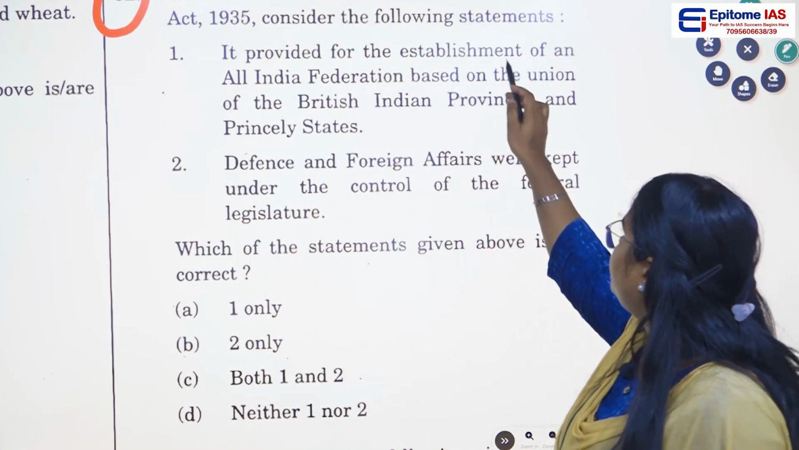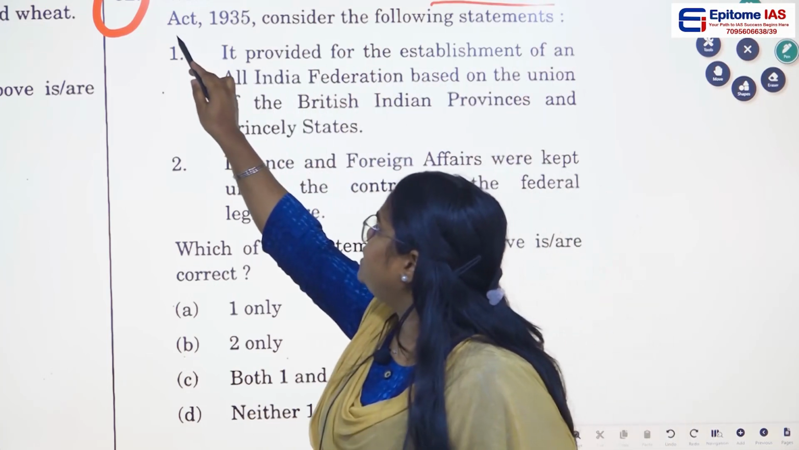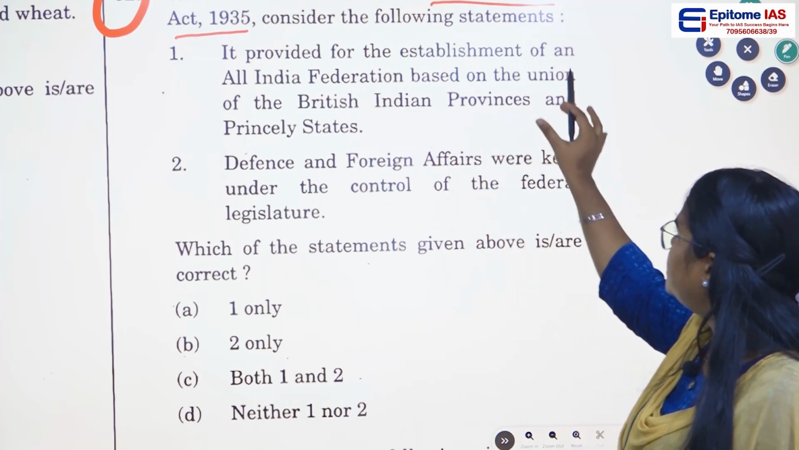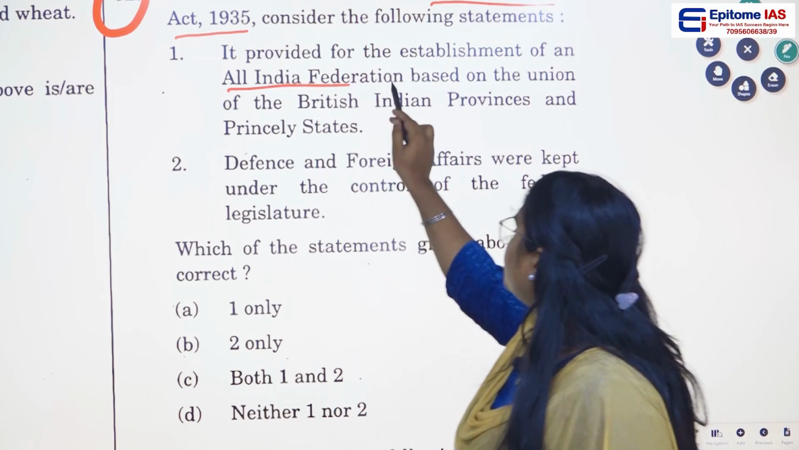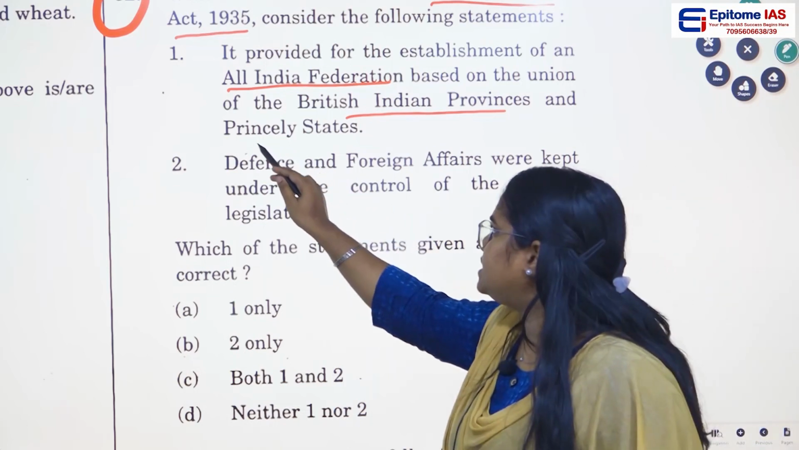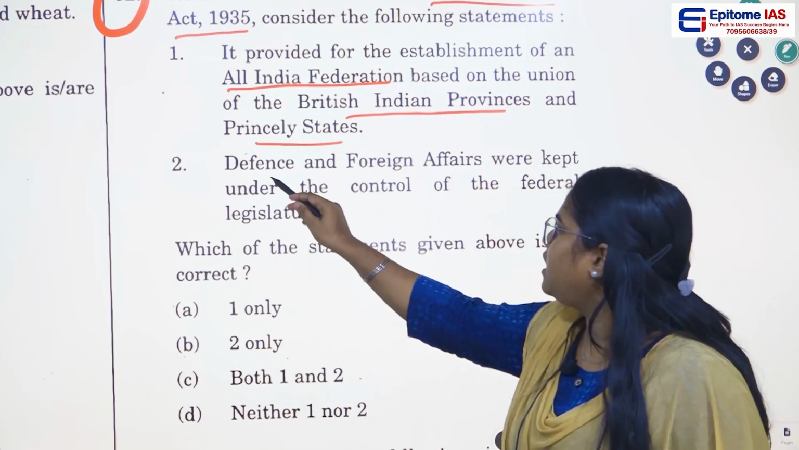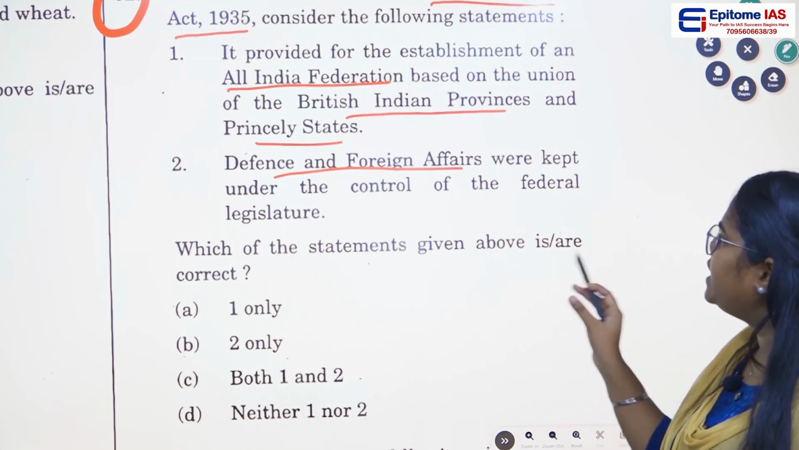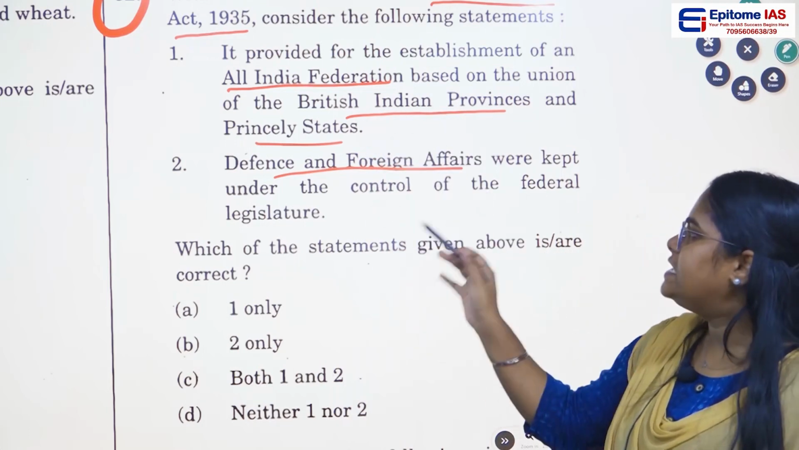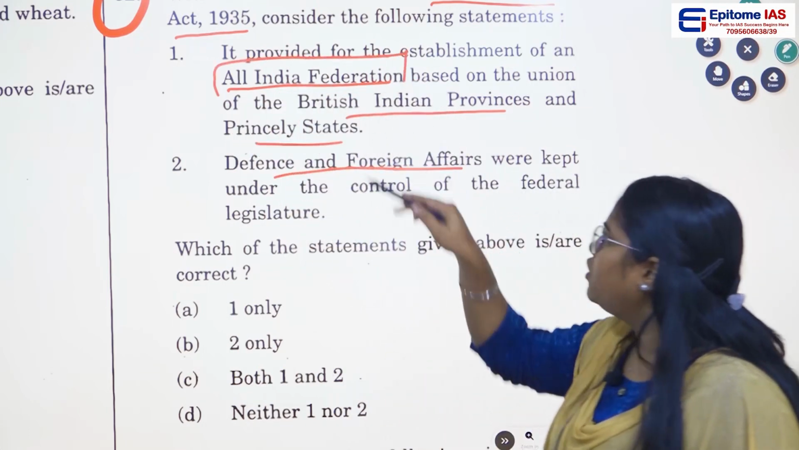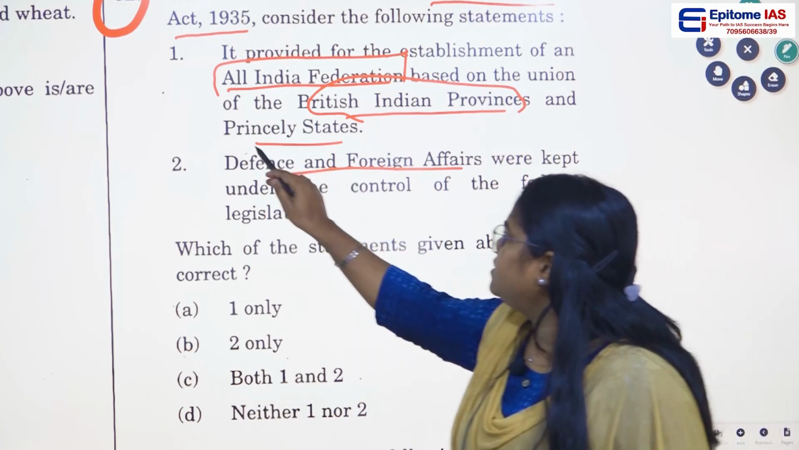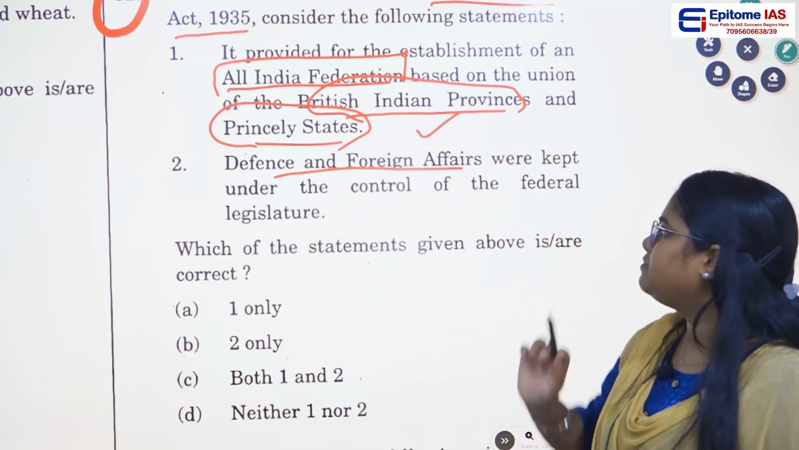So we have the next question here. With reference to the Government of India Act 1935, consider the following statements. Statement 1, it provided for the establishment of an All India Federation based on the union of the British Indian provinces and princely states. Statement 2, defense and foreign affairs were kept under the control of the federal legislature. If you see the Government of India Act 1935, yes, it provided for the establishment of an All India Federation with the union of both British Indian provinces and the princely states. Yes, this particular statement is correct.